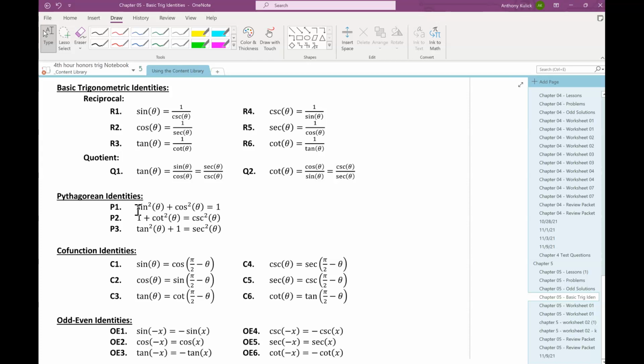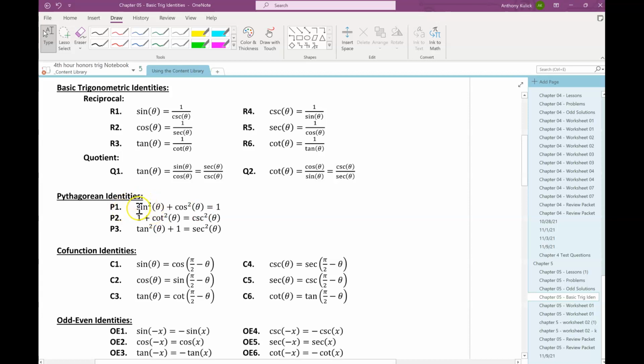You take that fact down to the unit circle. X is cosine, y is sine, the radius is 1. So x squared plus y squared equals r squared becomes cosine squared plus sine squared equals 1, right? Everybody's okay with that notion? Again, things that we've already talked about, right? We're just kind of formalizing them here a little bit.